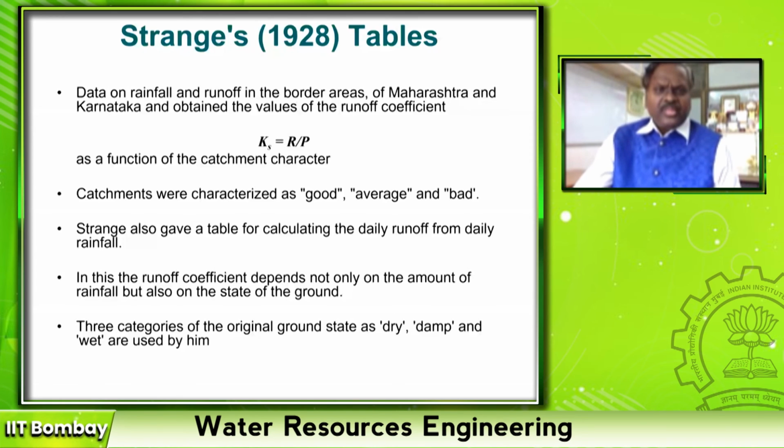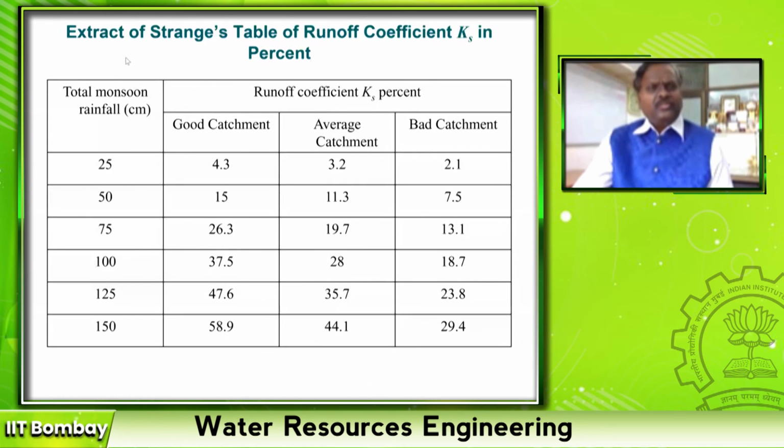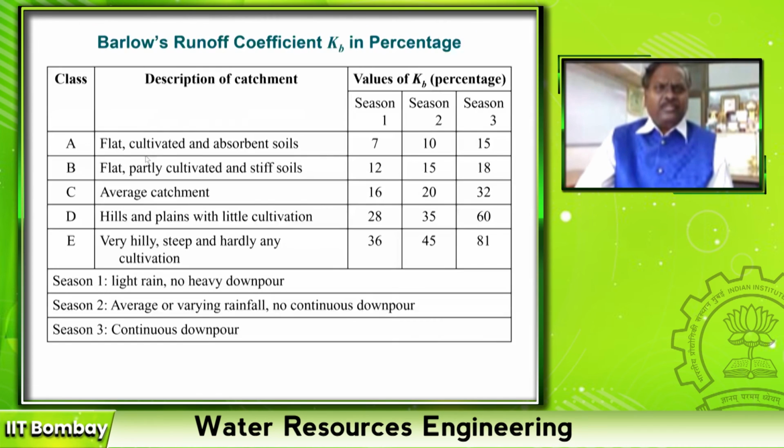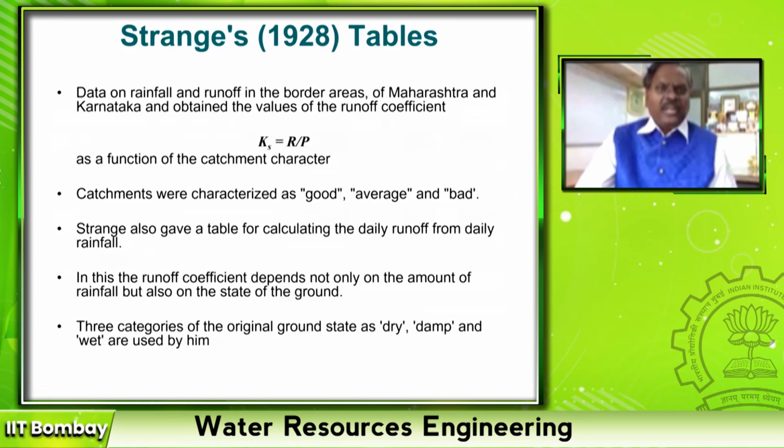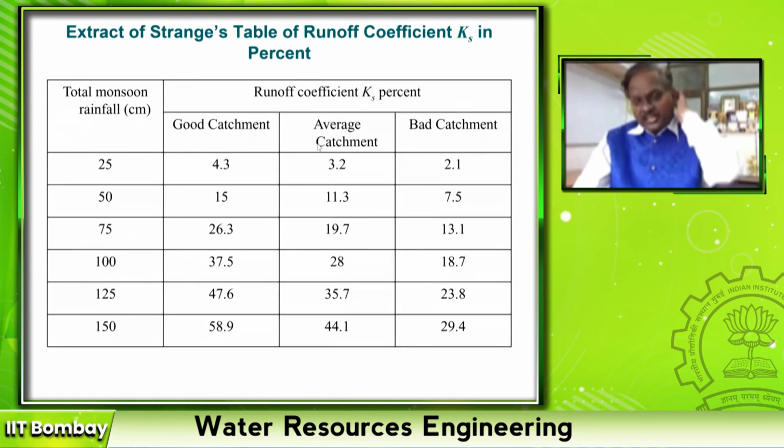Right? So let us see how Strange has given the runoff coefficient to calculate daily runoff from this daily data. Okay, so first we will see the monsoon. So the Strange table, for estimation of this runoff coefficient during monsoon rainfall. It is similar to our Barlow's, but this is for other regions, or southern region rivers.